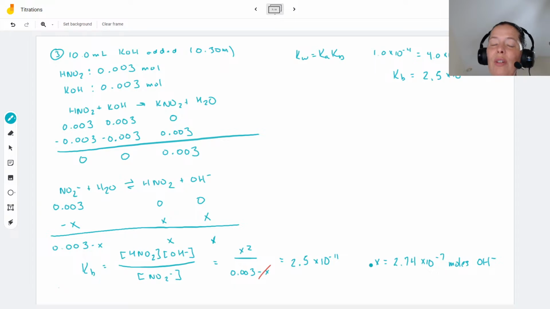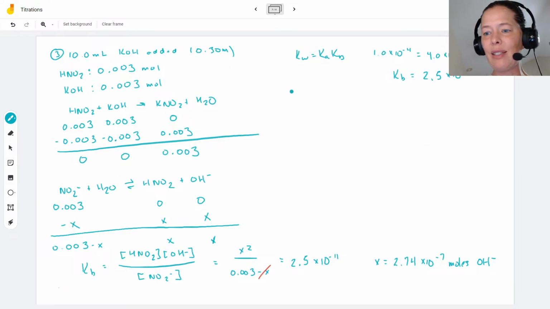So what I'm going to do, just like I did at the very end of the first problem with strong acid, strong base, is calculate pOH first and then take 14 minus the pOH to give me the pH. But again, you can do it a couple different ways if you like working with concentration more. But first I need to take this moles of hydroxide and turn it into concentration.